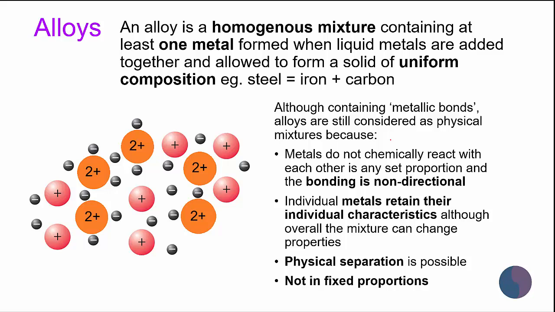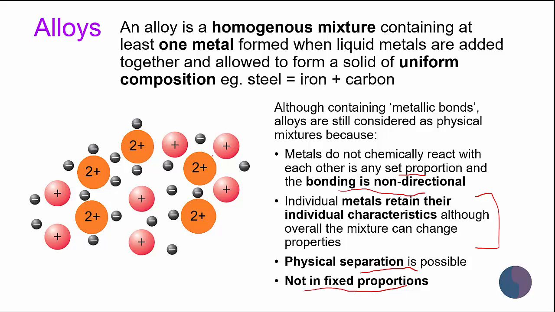Okay, so you need to be very good at saying why it's a mixture, because that's a big part of the syllabus. There are a few points here. Number one, the bonding is non-directional. And they're not in any set proportions, not in fixed proportions. You can separate them physically, which is a key part of a mixture, and they retain their individual characteristics, although overall you alter the properties of the mixture by using different proportions.